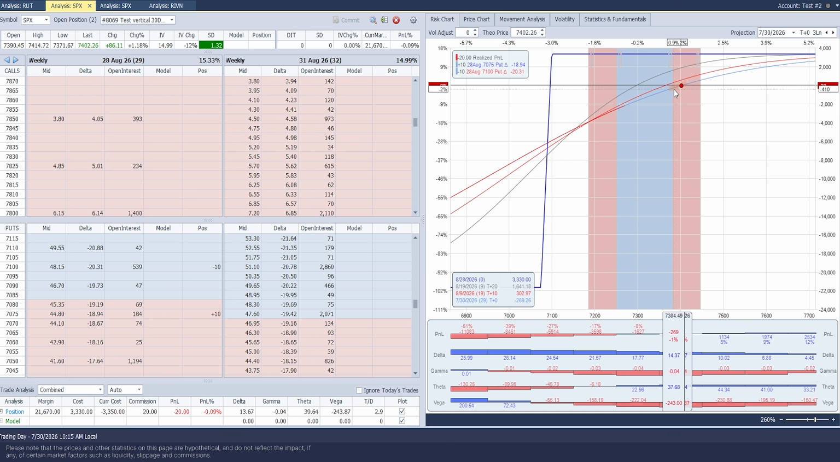A 10-point move in the market is going to bring us less than 2% down on the trade. And that's the effect of gamma on your positions, and why going further out in time is going to help you protect your capital even more when selling credit spreads.